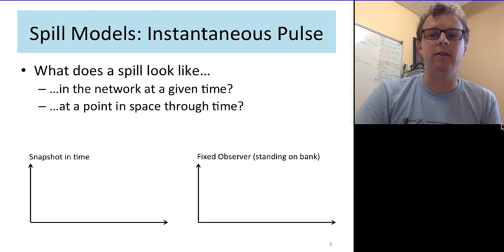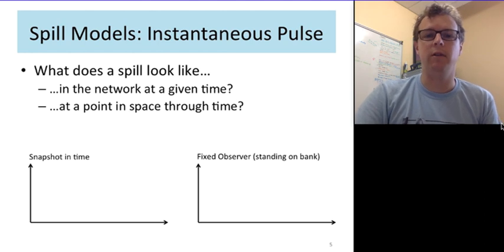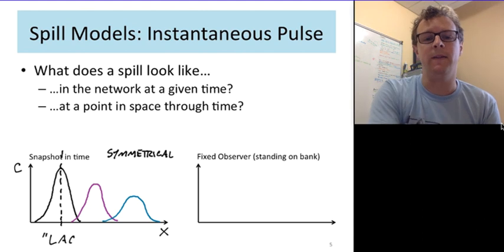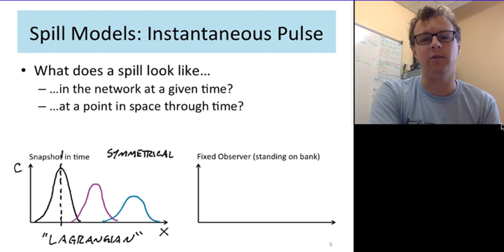Now, I want to pause here and talk just briefly about what spills look like. So on the bottom left, I'm drawing out exactly what I drew on the last page, this symmetrical spreading. So if we took snapshots at 3 different times, represented by these 3 different colors, we would see perfectly symmetrical spreading.